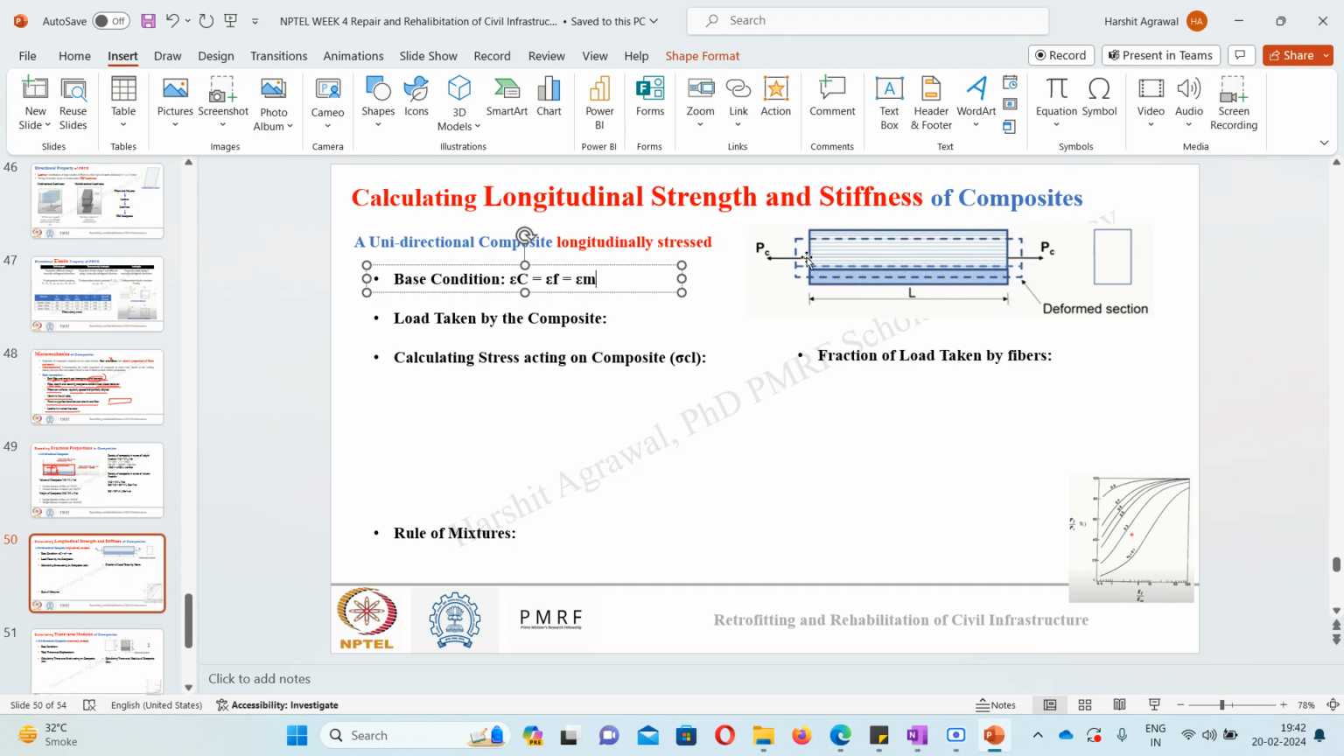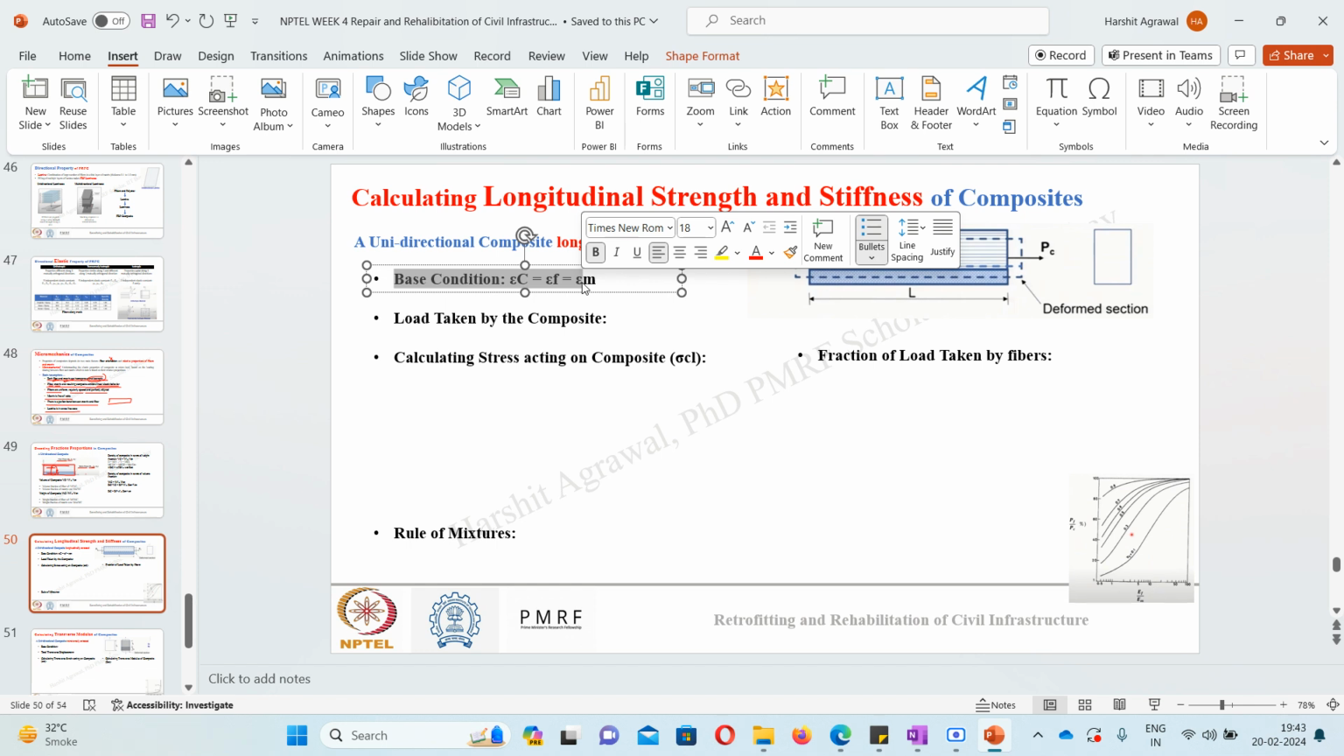How? I have applied a load on my lamina or composite. Due to this load, there will be some deformation in the composite. I am assuming that there will be uniform deformation. So suppose there is L1 elongation in the composite, similar elongation will occur in the fiber also, and similar strain will occur in the matrix also. So the strain in the composite will be equal to the strain in the fiber and the strain in the matrix. So this is my base condition.